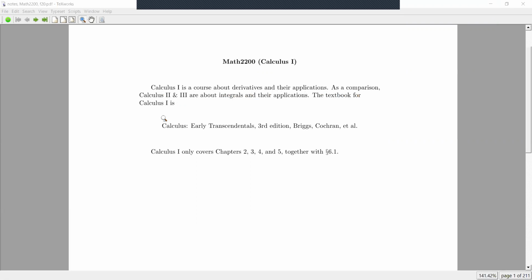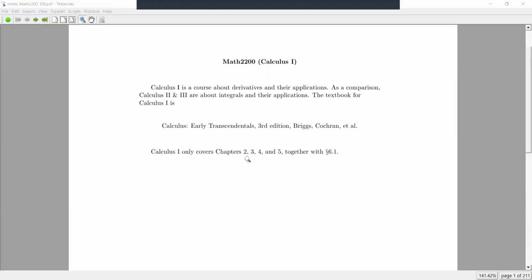The textbook for Cal 1 is this book. Actually, this book is also the textbook for Cal 2 and Cal 3. Cal 1 only covers 4 chapters in the book: Chapter 2, Chapter 3, Chapter 4, and Chapter 5. And it also covers Section 6.1.